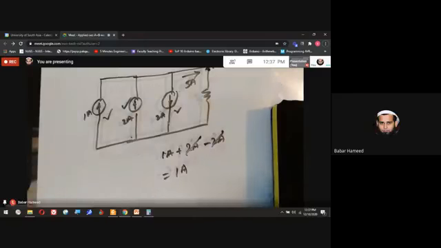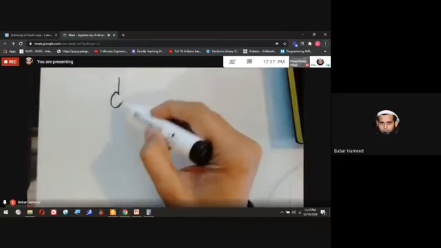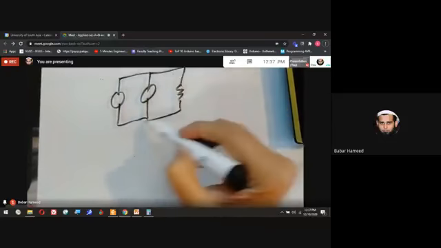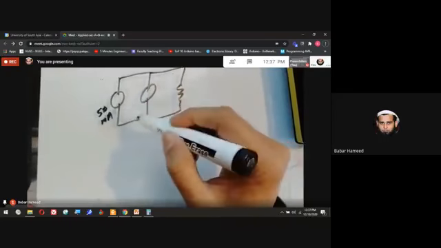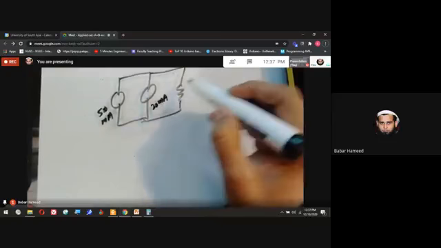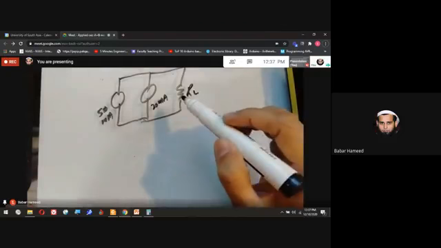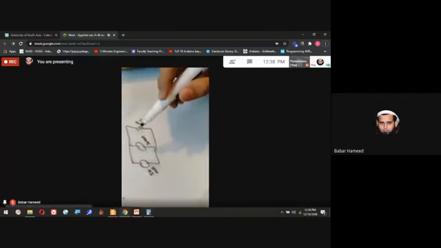Now for the sake of practice, we are going to solve one example. Two current sources are in parallel. One is 50 milliampere and the other is 20 milliampere. Now, can you please tell me, will they be added or subtracted?